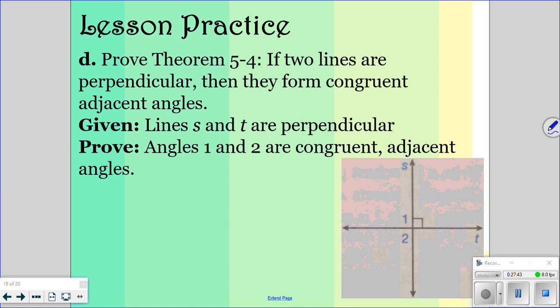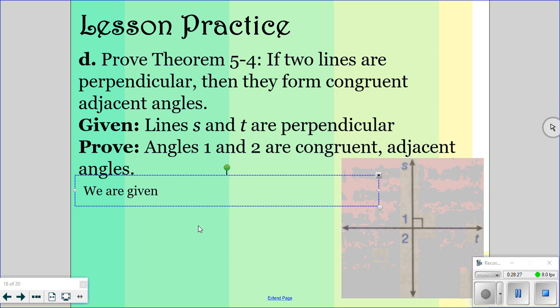So we're going to look at this one. We want to prove theorem 5.4. If two lines are perpendicular, then they form congruent adjacent angles. So it tells you that lines S and T are perpendicular, and angles 1 and 2 are congruent adjacent angles. So we're going to start by doing a paragraph proof on this one, just so that we can practice it. And I'm going to type it out here so that it'll go a little bit more quickly and it's more legible.